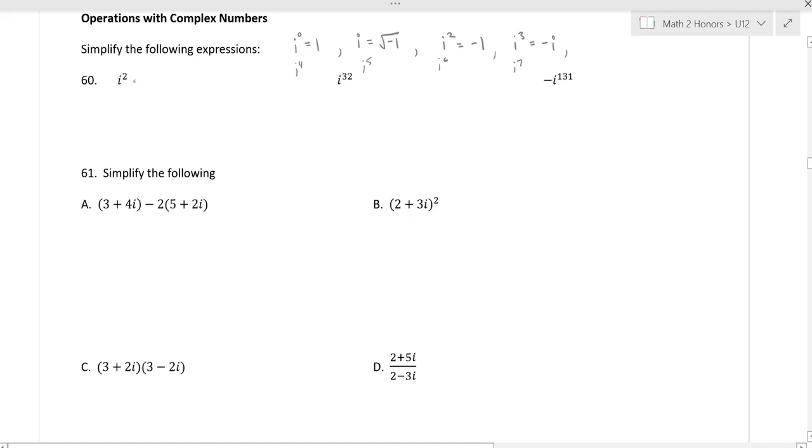So in number 60, this is going to be i squared, which is negative 1. For i to the 32, I'm going to divide 32 by 4 and look at my remainder, just to find out where it lands. 4 goes into 32 8 times with a remainder of 0. So i to the 32 is going to be equivalent to i to the power of 0, which is 1.